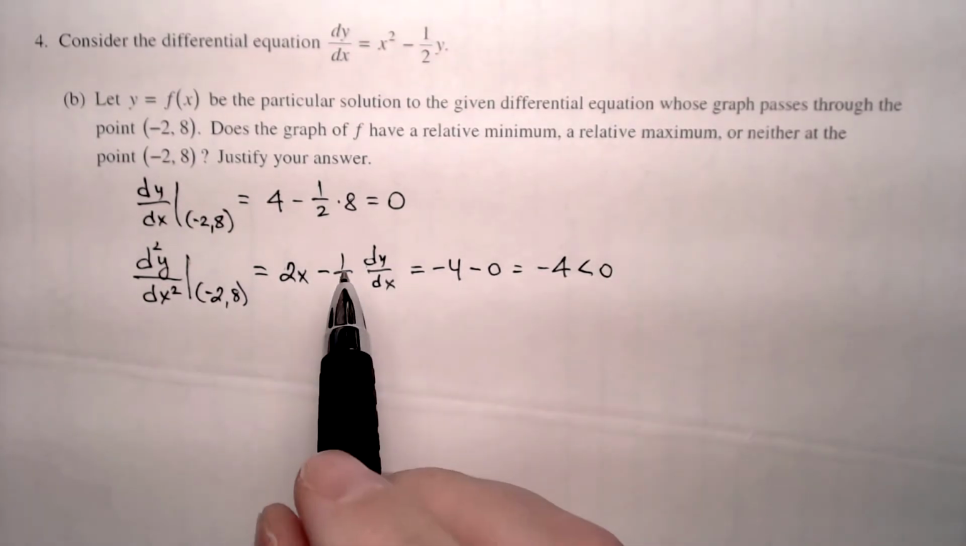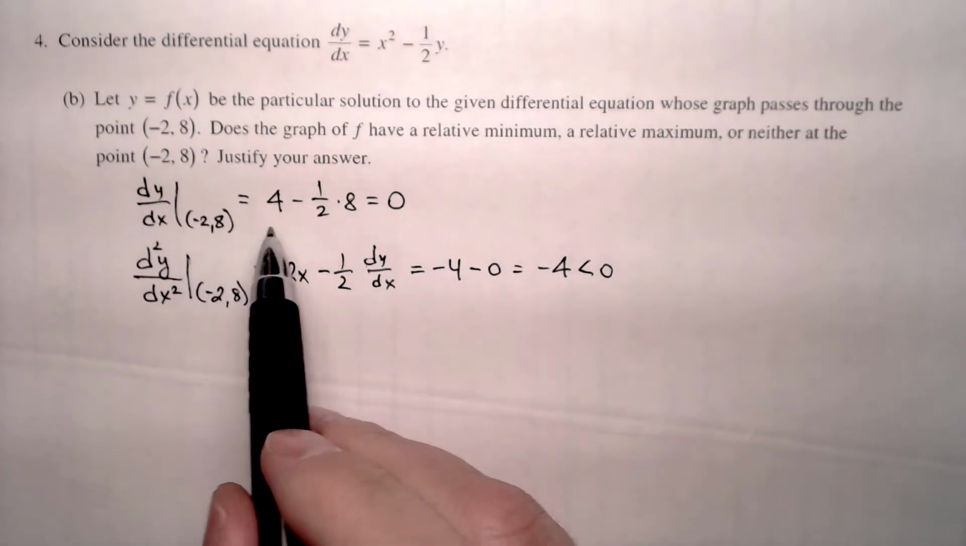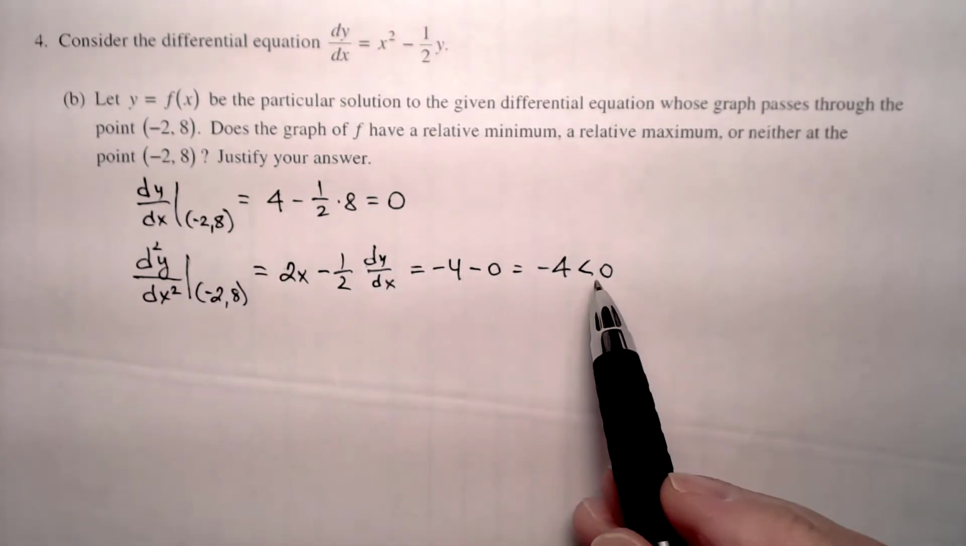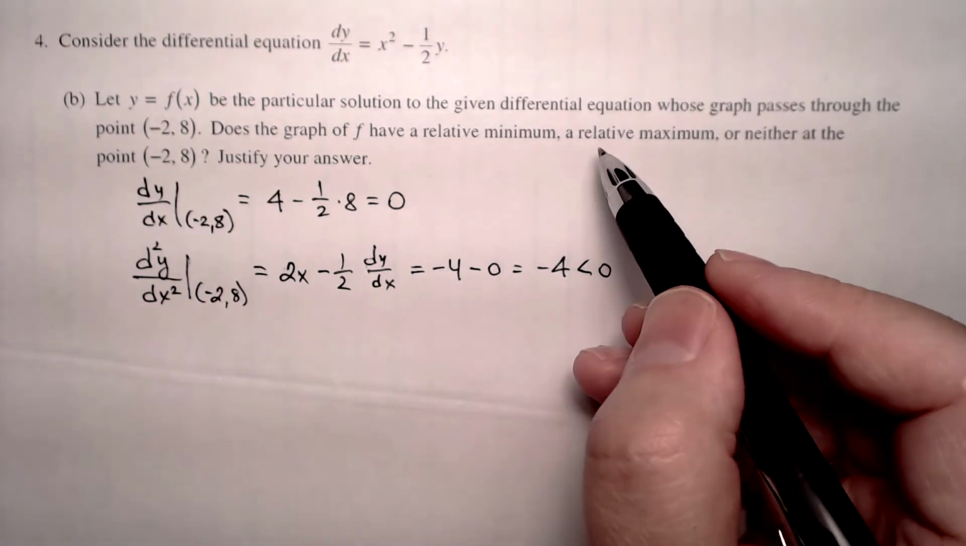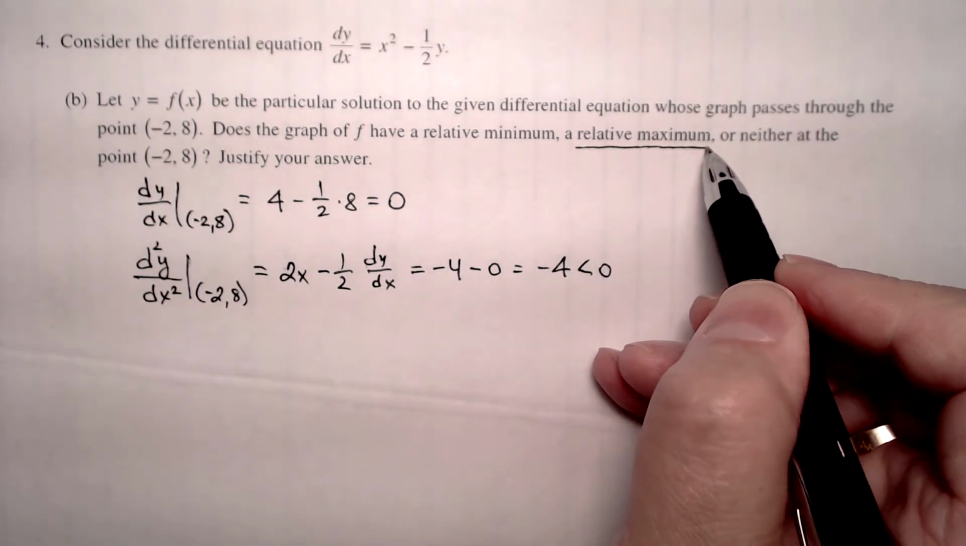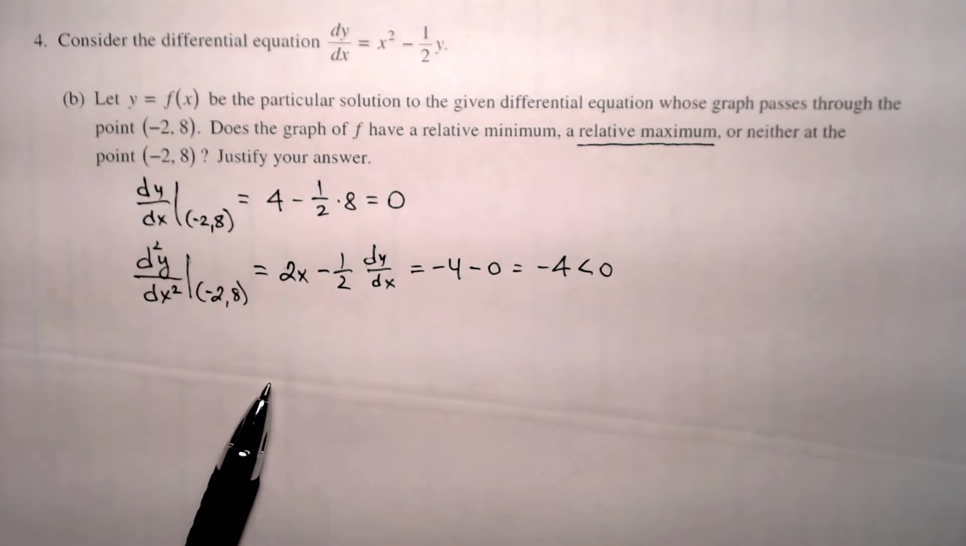So we have that at that point (-2, 8), the first derivative is 0 and the second derivative is negative, which means that that is a relative maximum. So that point is a relative maximum.